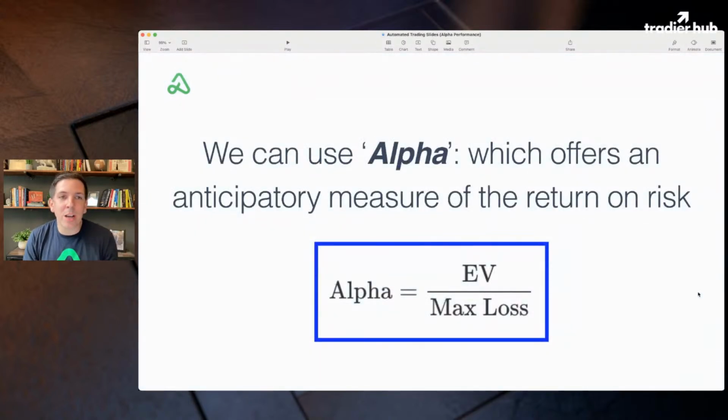So what we do here at Option Alpha is we use a metric called alpha, which offers an anticipatory measure of the return on risk. And it's building on this concept of EV that we've talked about over the last two episodes, which is that at first we have to find the expected value of a potential trade.